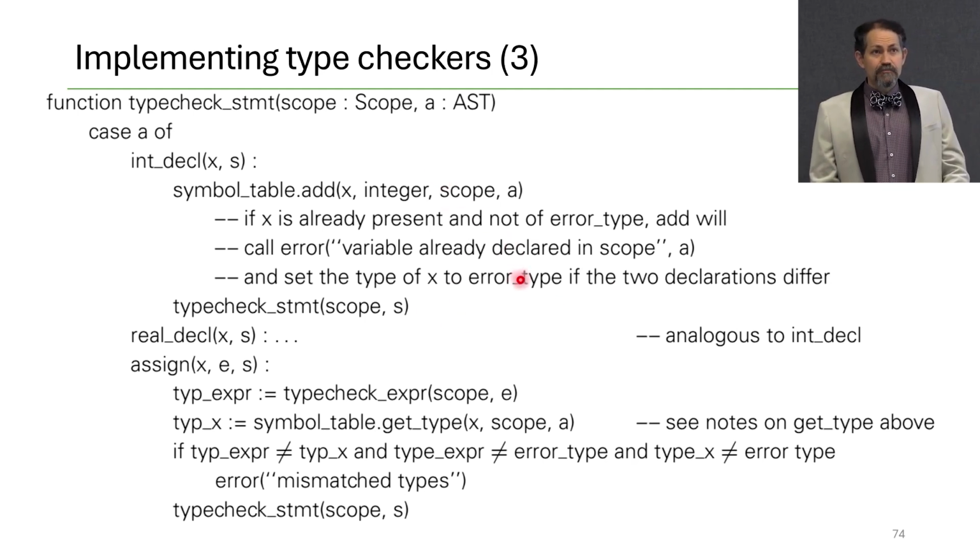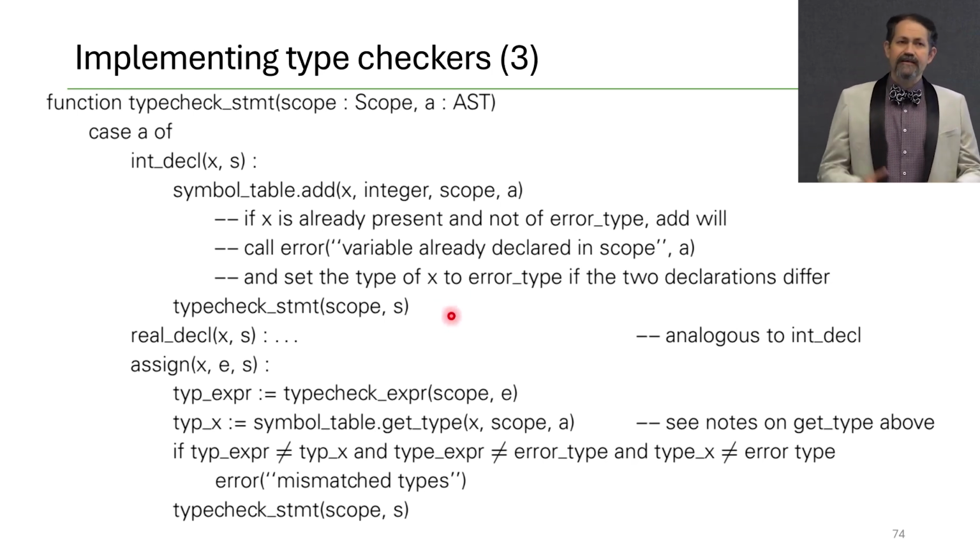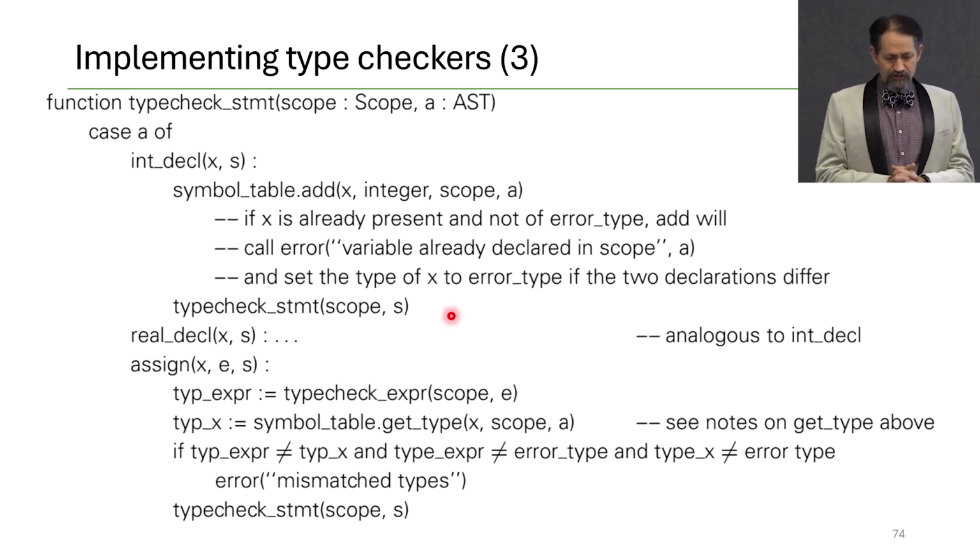After adding x to the symbol table, that's essentially like adding x to the context, right, in the typing rules, then we will type check the statement. Again, using the same scope. In our implementation, we're just adding variables to the scope one by one as we go. We don't create a new scope every time a variable is declared.